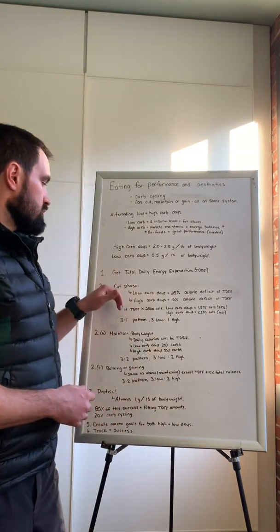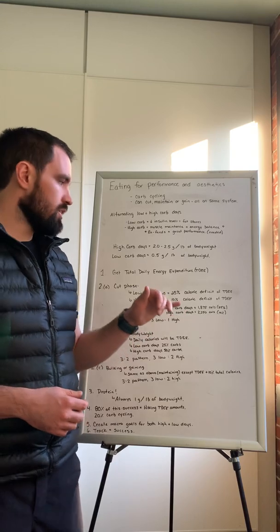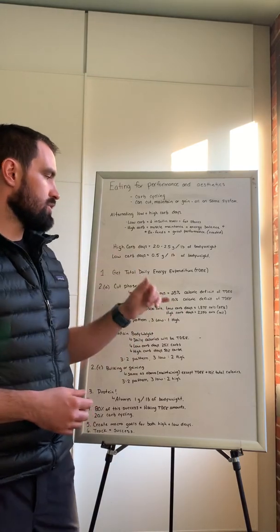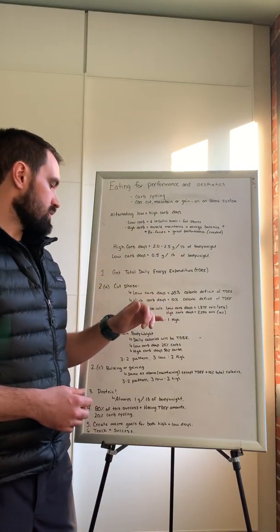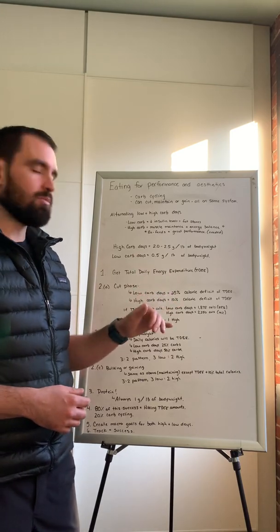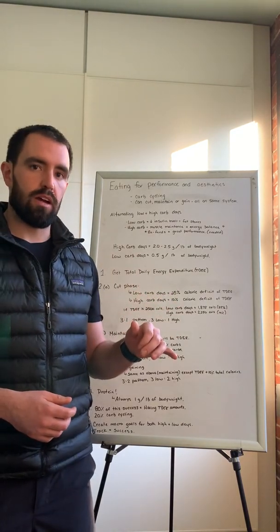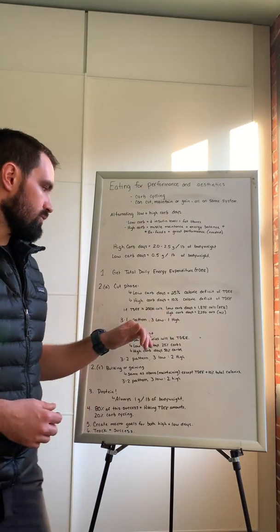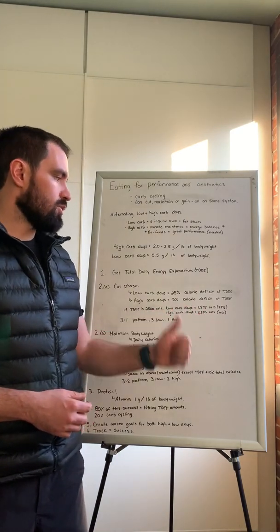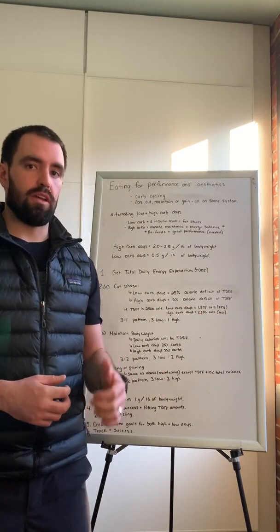So with that, starting with a cut phase, you're going to take your total daily energy expenditure, and ultimately what you're going to do is decrease by 10% off that value for your high carb days. And on your low carb days, you're going to take 25% off.